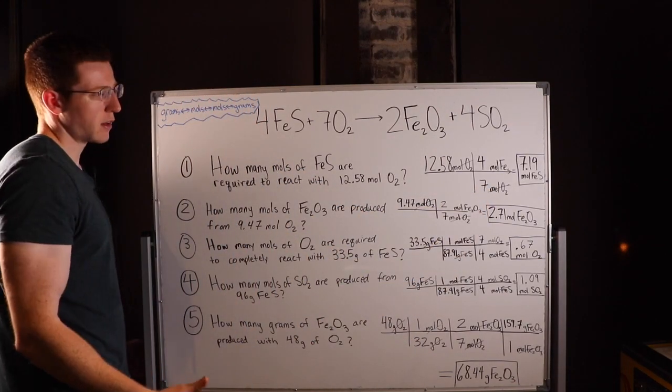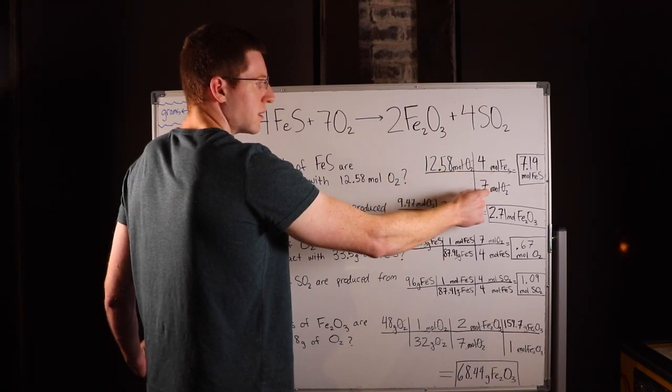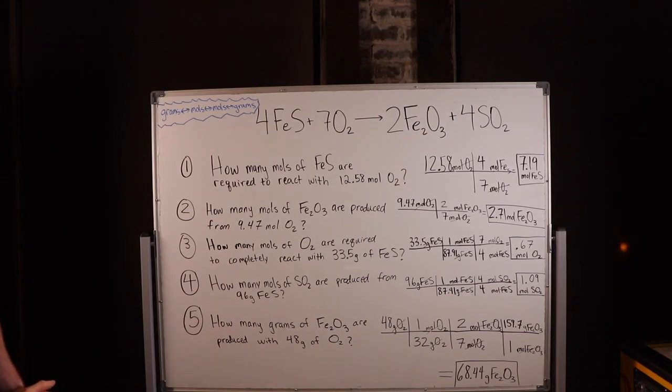So when you do this on your calculator, you'll do 12.58 times 4, then divide that number by 7, and you should get 7.19 moles of FeS. Okay, let's look at the next one.